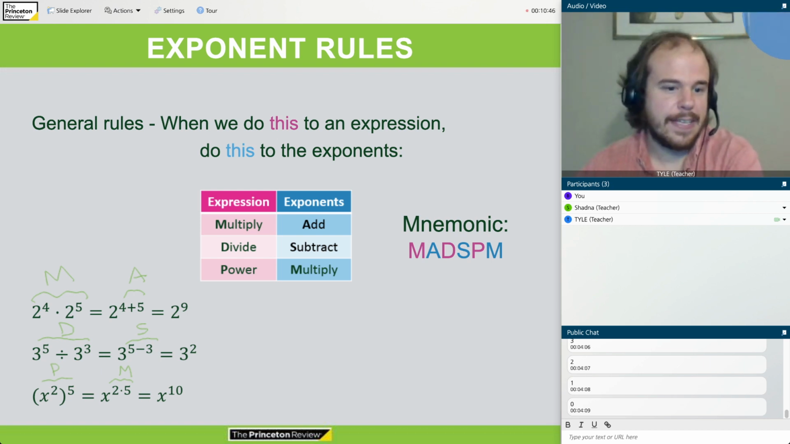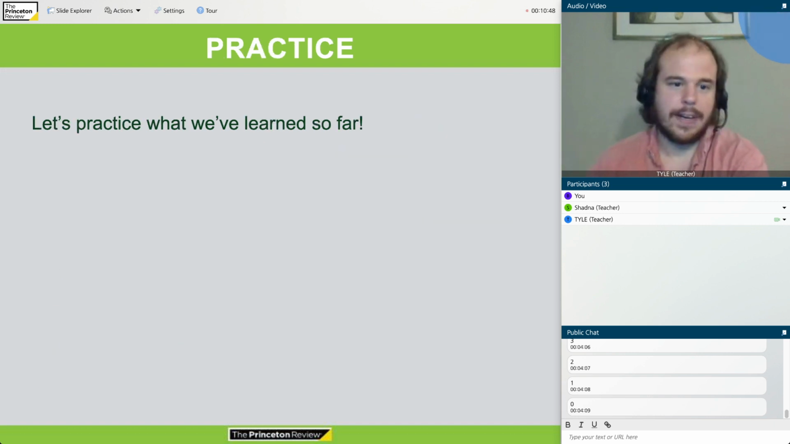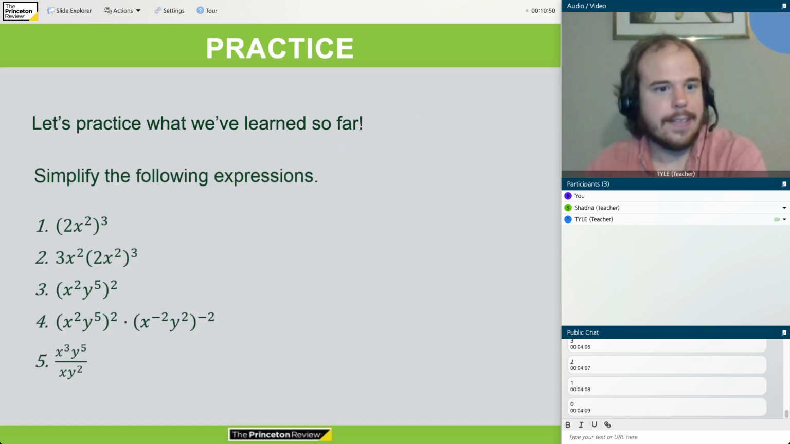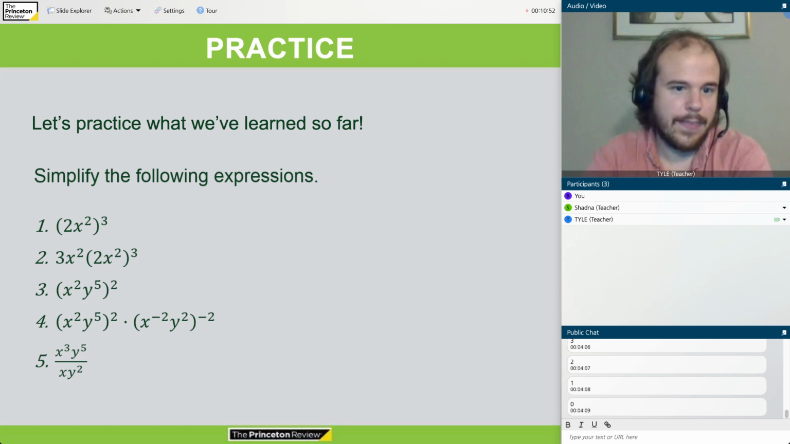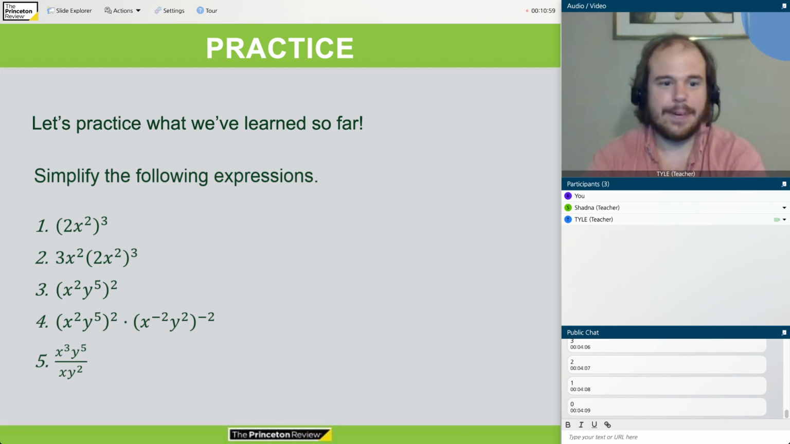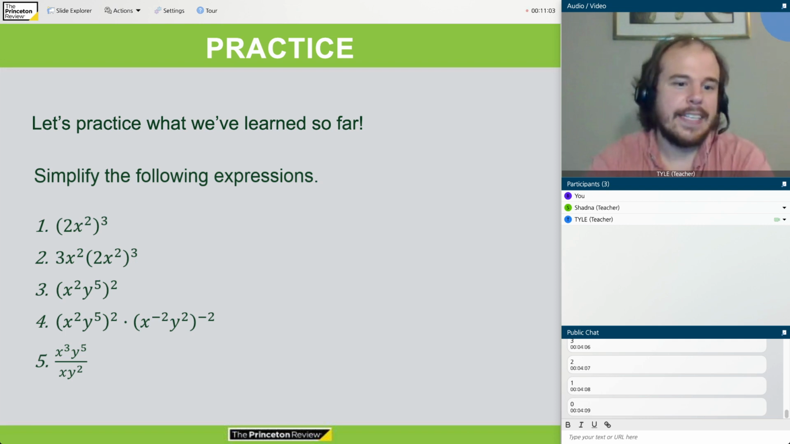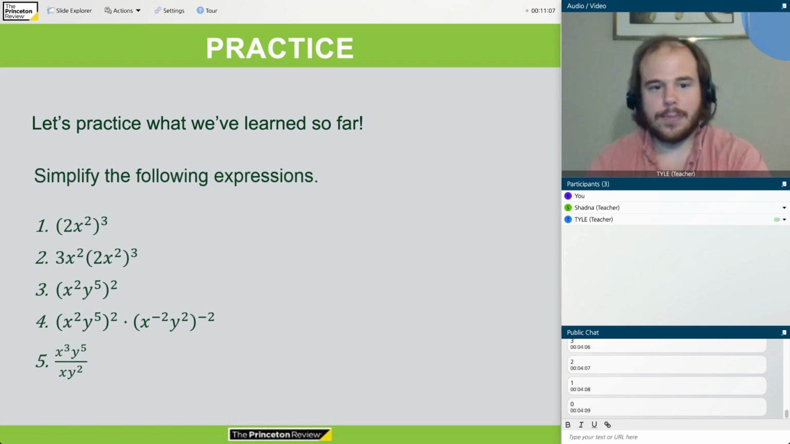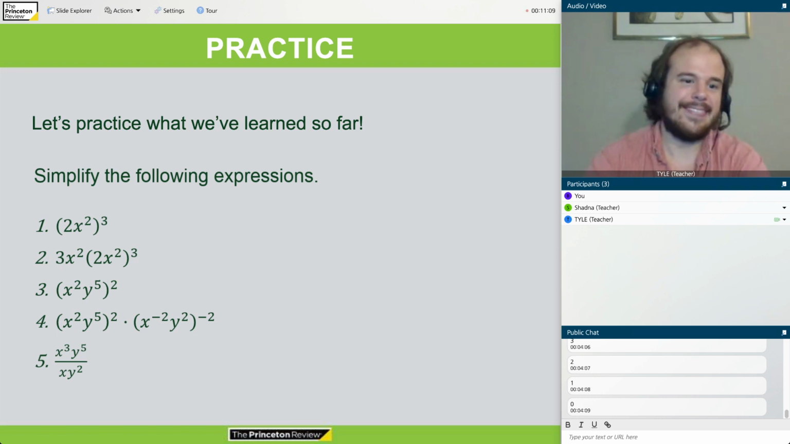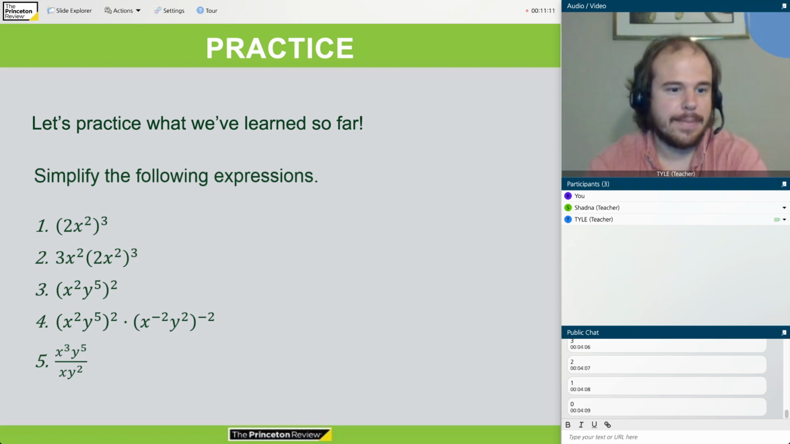If you know these, then you can handle any expression involving multiple exponents. So let's do some practice. I'll give you guys a minute to work through these 5 examples. Grab a pencil and a sheet of paper, if you would, and take a minute to work through these 5 problems, applying the rules that we saw on the previous slide.